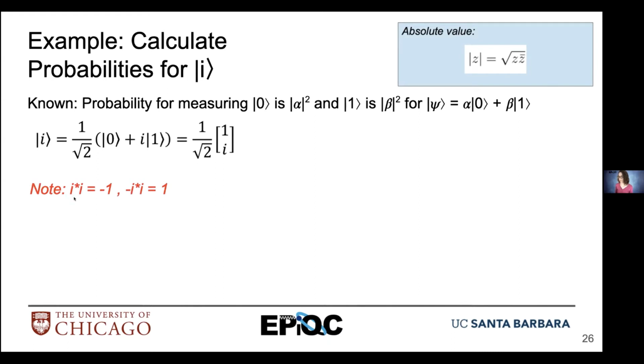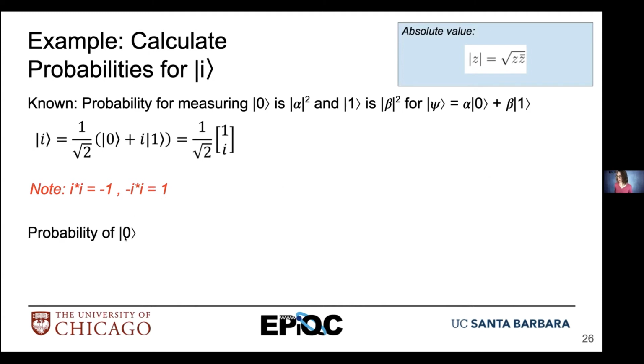Take as a note, when we have i times i, that's going to equal -1, and negative i times i is going to give us a +1. So once again, we tie in the idea that even though we're working with imaginary values, we're able to operate on them and produce very real values. And those real values are going to be our probabilities of observing either ket 0 or ket 1.